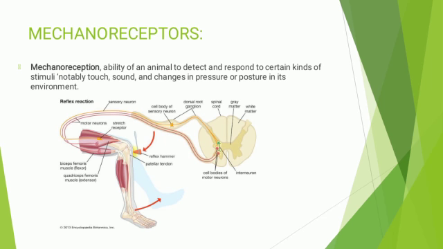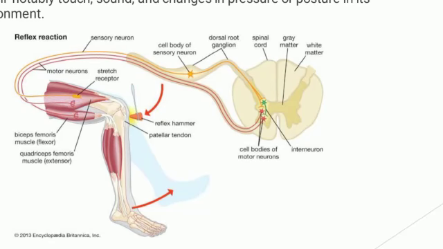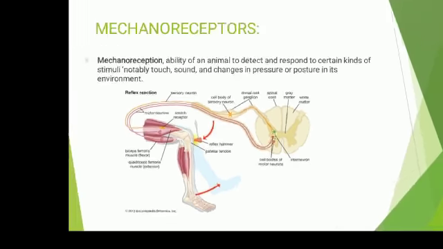Mechanoreception is the ability of an animal to detect and respond to certain kinds of stimuli, notably touch, sound, and changes in pressure and posture in its environment. In the diagram, a reflex hammer shows a stimulus where sensory and motor neurons carry the message to the spinal cord, and the spinal cord responds according to the stimulus.